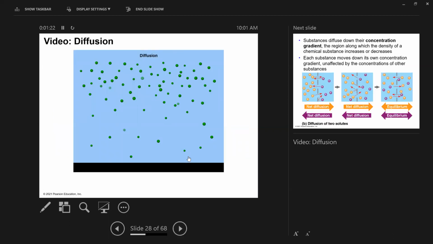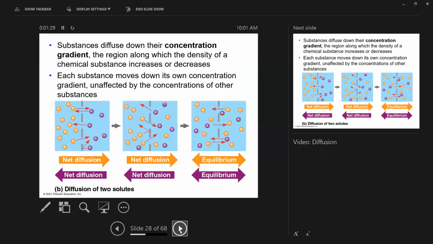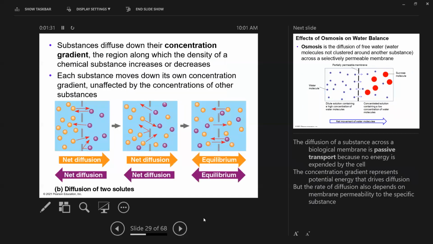This is a video that you can watch on diffusion that explains things a little bit better, hopefully, for you. If you need to watch that, go ahead. And this picture right here is talking about how the diffusion of a substance across a biological membrane is a passive transport because there's no energy expended by the cell, okay? And the concentration gradient represents the potential energy that actually drives that diffusion, right?